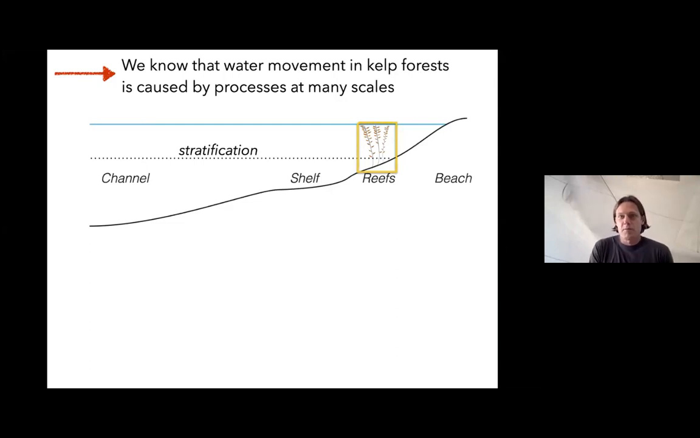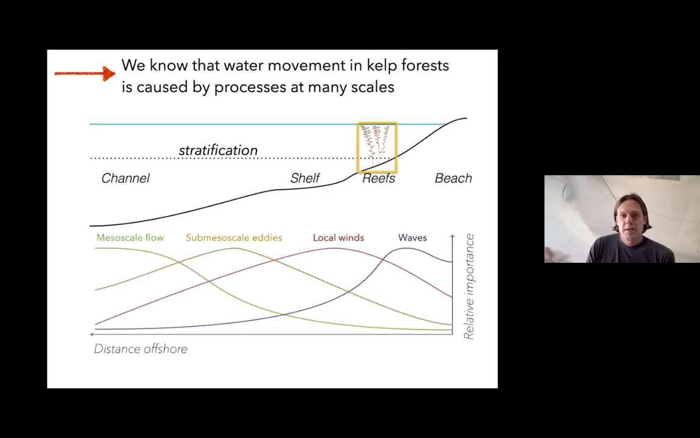We know that water movement in kelp forests is caused by processes at many scales. If we were to draw a little cartoon of the kelp forest, the yellow box represents our conceptual space of where kelp forests find themselves along the rocky reefs. There's the beach on the right side, and then some shelf that may be very narrow in the Santa Barbara Channel, and then out into the deeper channel, and then there's some stratification. This is our physical cartoon.